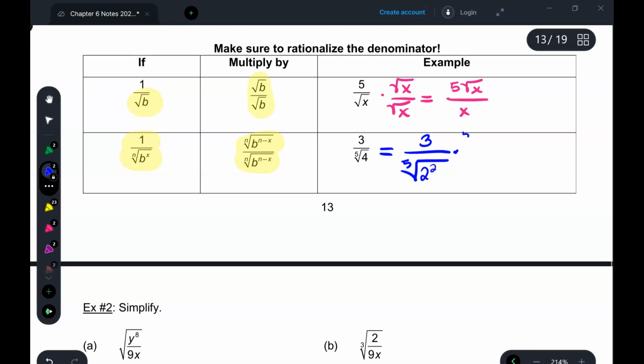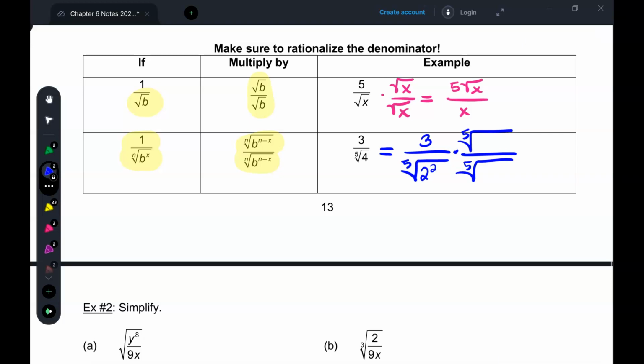Now, I need to multiply by the fifth root of something over the fifth root of something. This is 2 squared. How many more 2s would cancel that radical? Think about it. If I have 2 and I want it to equal the index 5, how many more would I need? I need 3 more. Wait, so it's 5th root of 2 to the second. That's just 5th root of 4 rewritten, right? Yeah, that's just rewritten. Okay, so the first thing I did was I rewrote so we have an exponent.